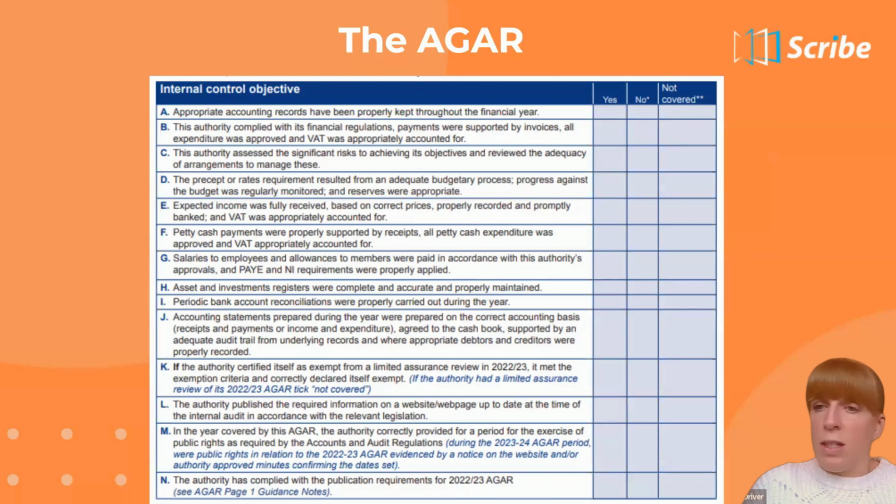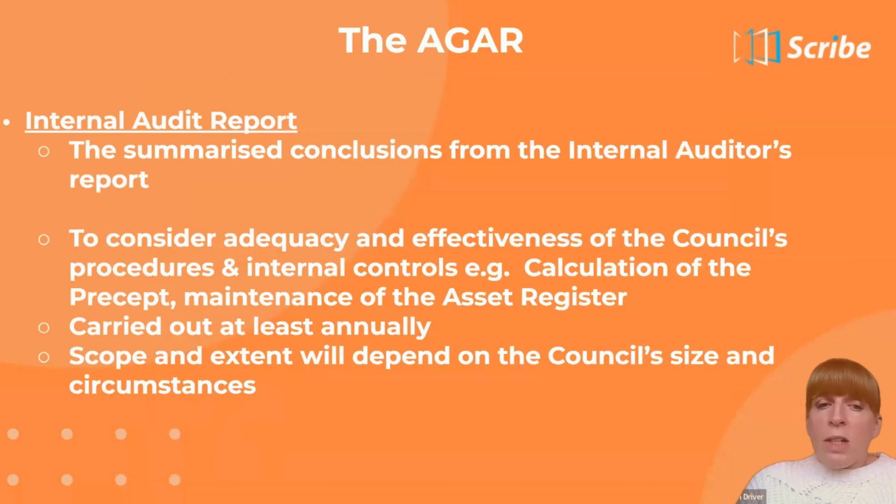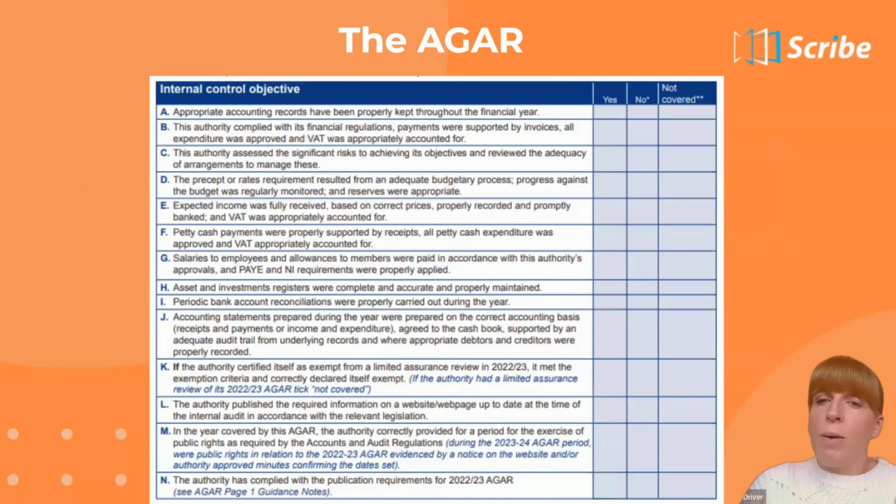So you can see all of the things that they will be checking as part of this process, around things that have been done correctly, followed procedures, recorded appropriately. So the adequacy and effectiveness of the council's procedures and internal controls, so things like the way the precept was calculated, maintaining the asset register, and as we said, at least annually. And then the report will feature in these boxes here, yes, no responses to these objectives.